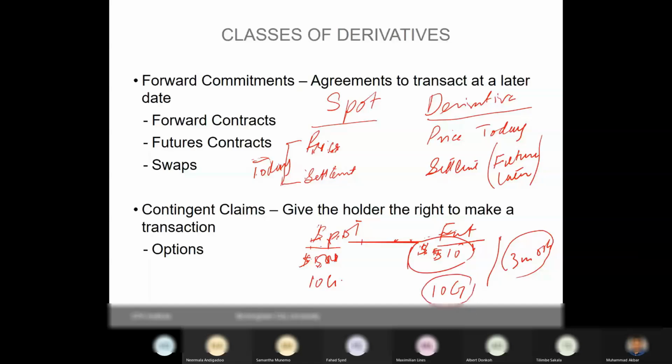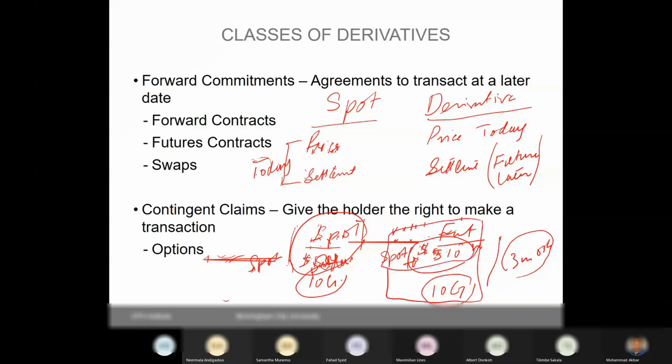Now, this is the spot price today in the spot market, and this is the spot price today in the futures market. Remember, this is also a spot price, but it is in the spot market for spot delivery. And this is also the spot price today, but it is in the futures market for future delivery. This is a very basic concept that we have to understand, because we will be dealing with all of this later.